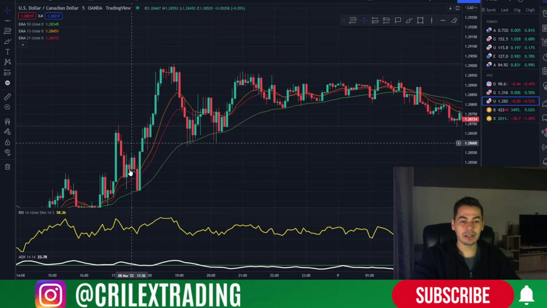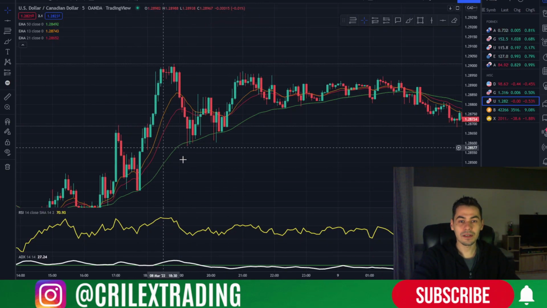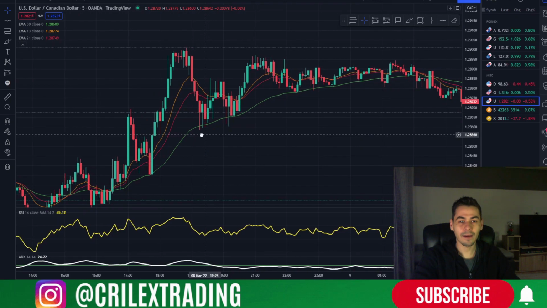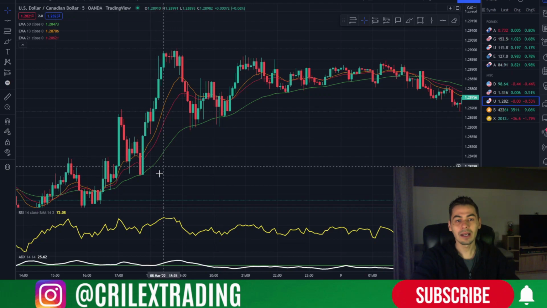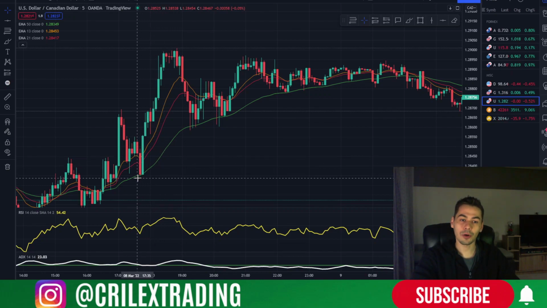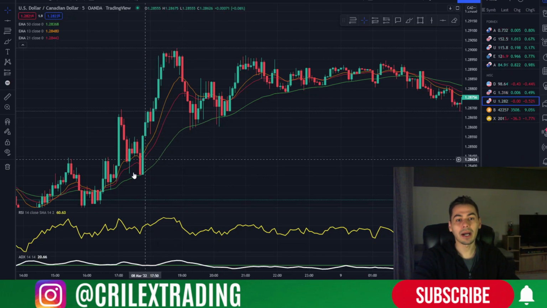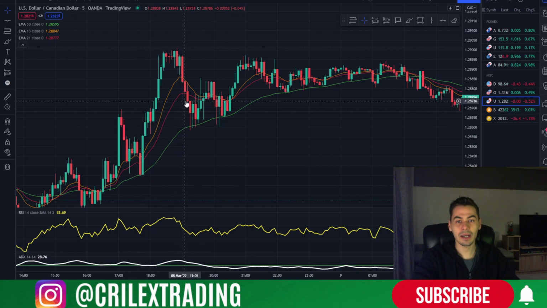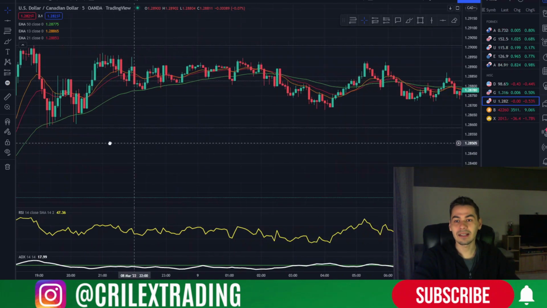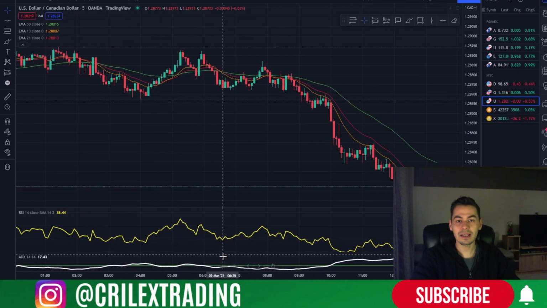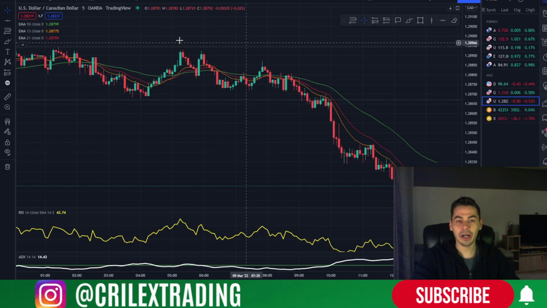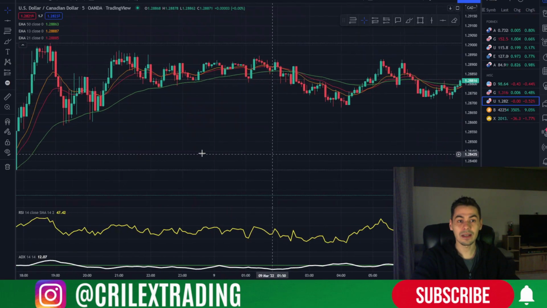Okay, another thing, how do we spot the trend? Well, this is quite obvious. These EMAs serve as a trend indicator as well, because as you probably noticed, we only take buys when the EMAs are crossed to the upside, and we only take sells when the EMAs are crossed to the downside. As you can see, the ADX does a very good job in filtering these kinds of market conditions so that we know not to enter any trades right here.